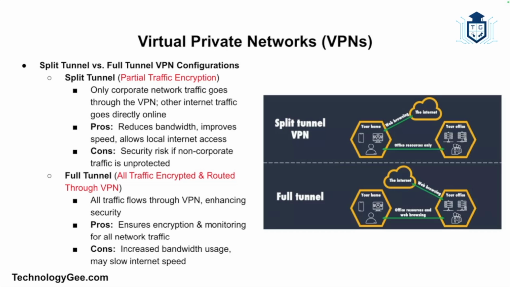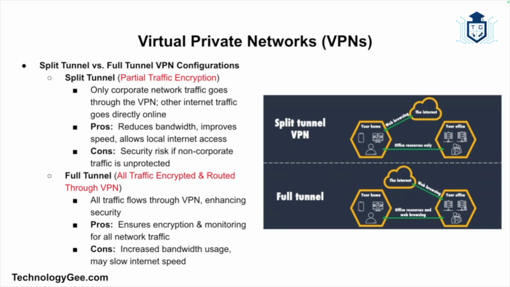VPN configurations can use split tunneling or full tunneling depending on security and performance requirements. The split tunnel allows users to access the corporate network while directing non-corporate traffic directly to the internet. The pros: this reduces bandwidth usage, improves speed, and allows local internet access. The cons: this can create security risks if non-corporate traffic is not secured.